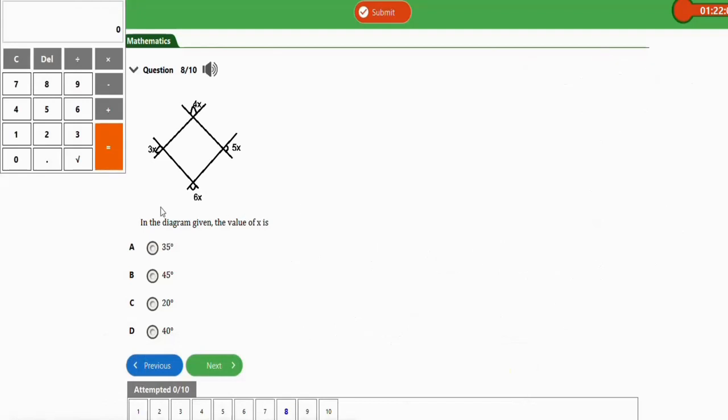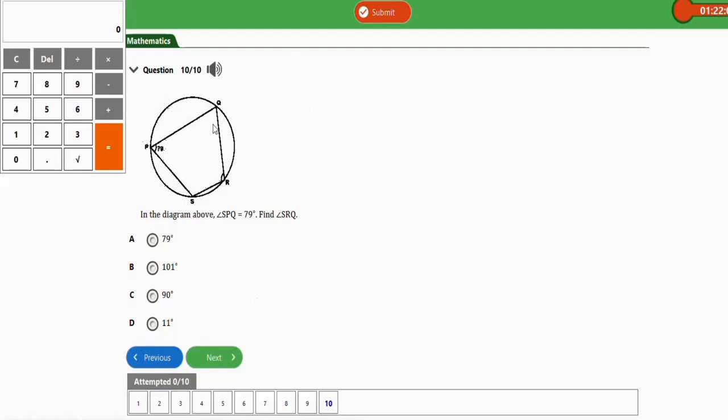So guys, the last repeated question we're going to solve will be this question. So this question says in the diagram above, angle SPQ equals 79 degrees. Find angle SRQ. Now, for this question, basically we are looking for the angle here. We're looking for this angle SRQ, the angle here. Alright, so this question is under angles and lines of geometry.